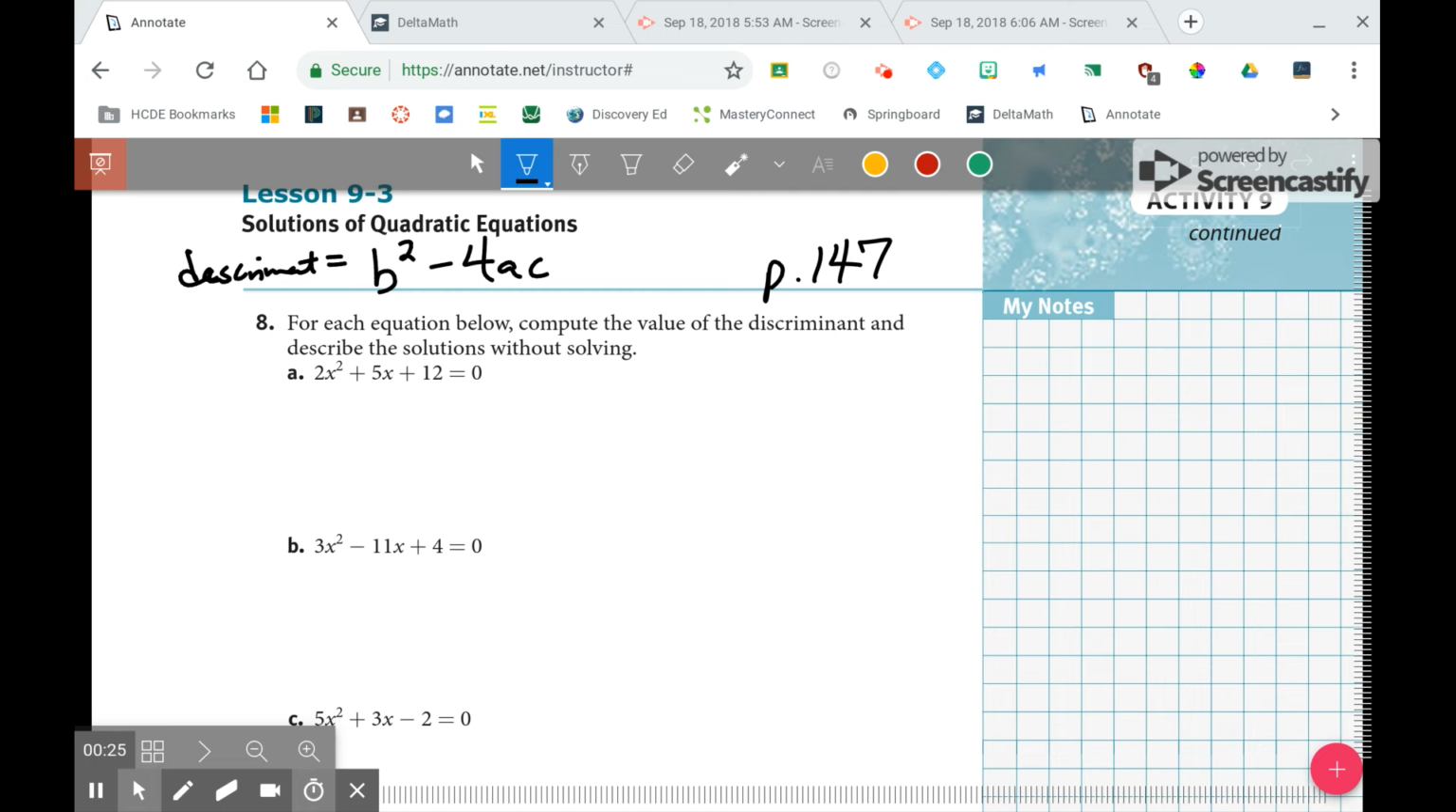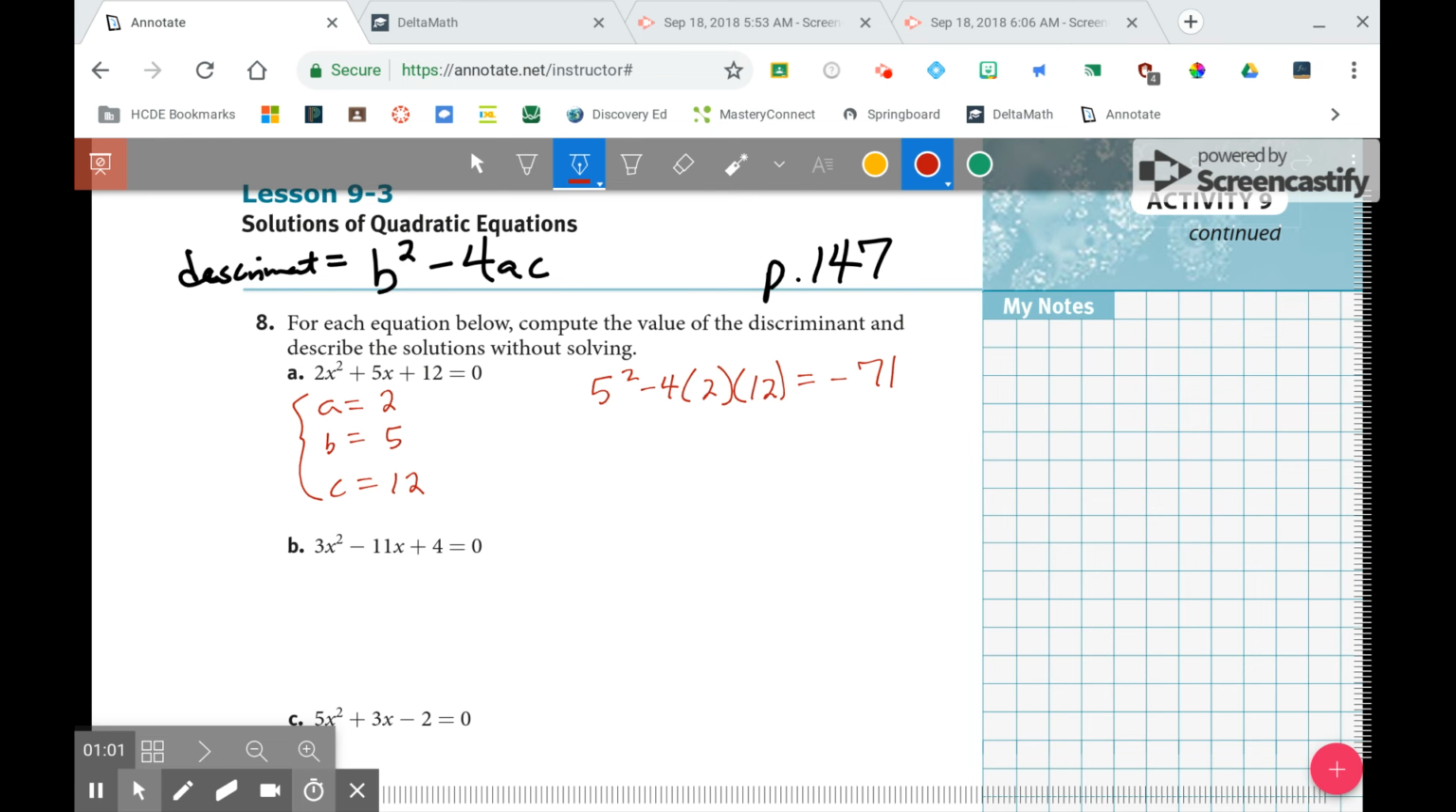Okay, so first thing you always have to identify is your a, b, and c. So notice in this problem, A is 2, B is 5, C is 12. Now, I want you to plug these A, B, and C values into that discriminant formula and tell me what you get. Okay, when you plug it in, when you do 5 squared minus 4 times your A value times your C value, you should get a discriminant of negative 71.